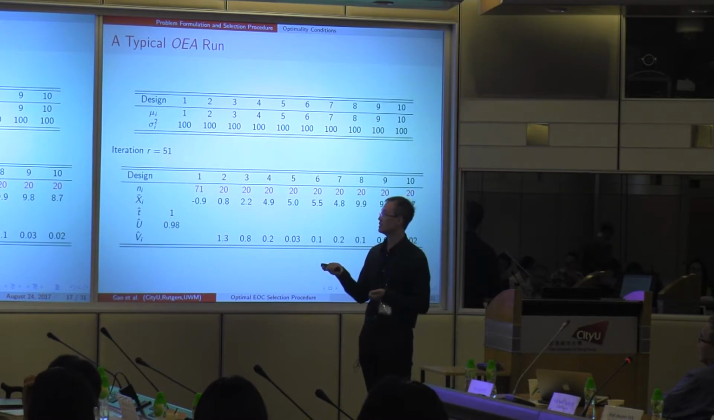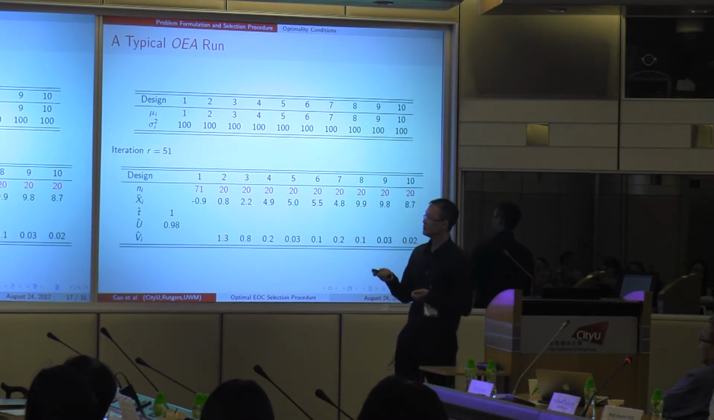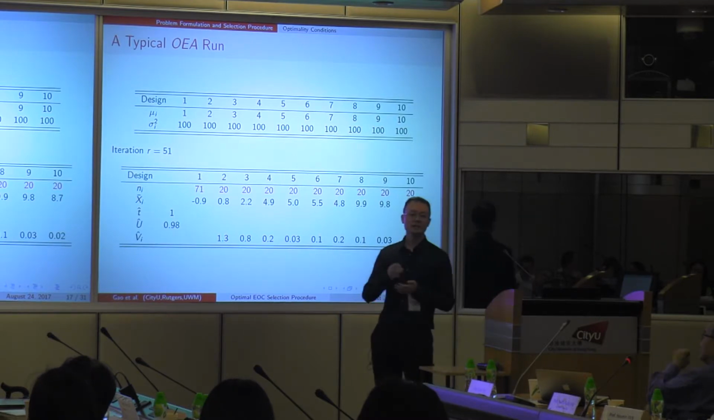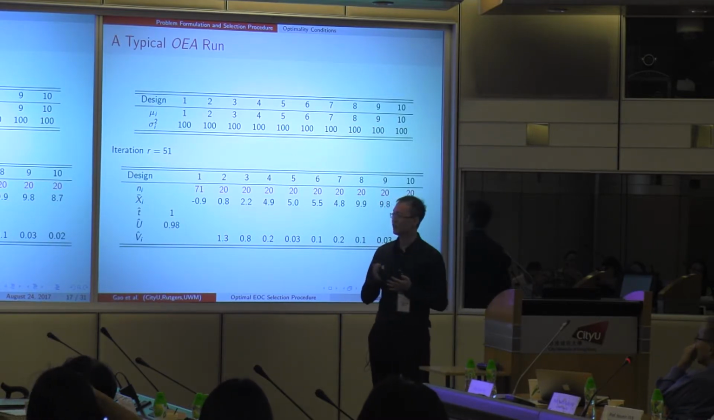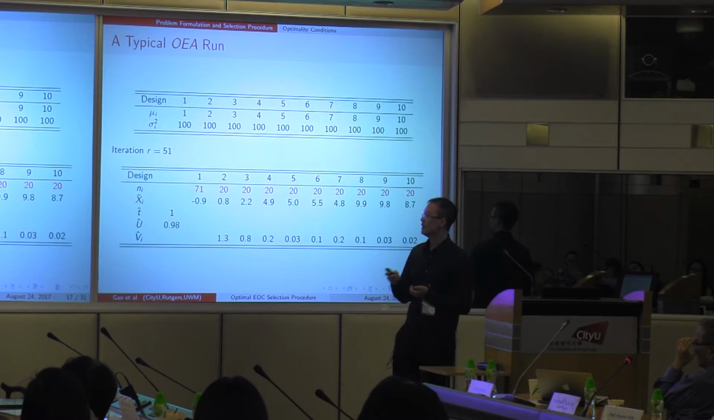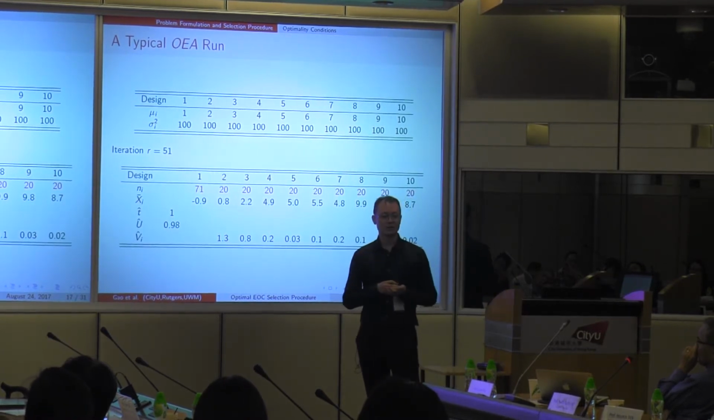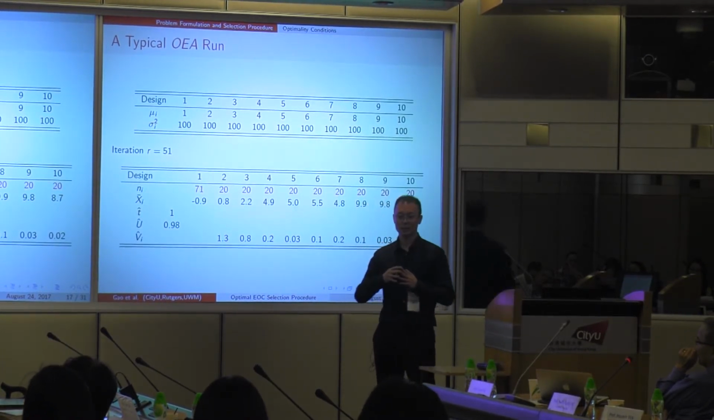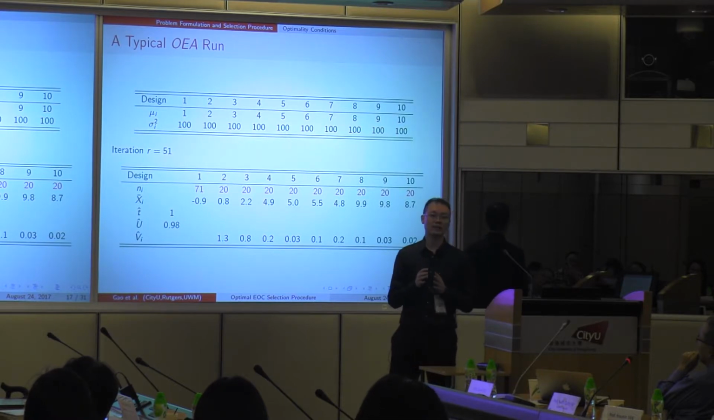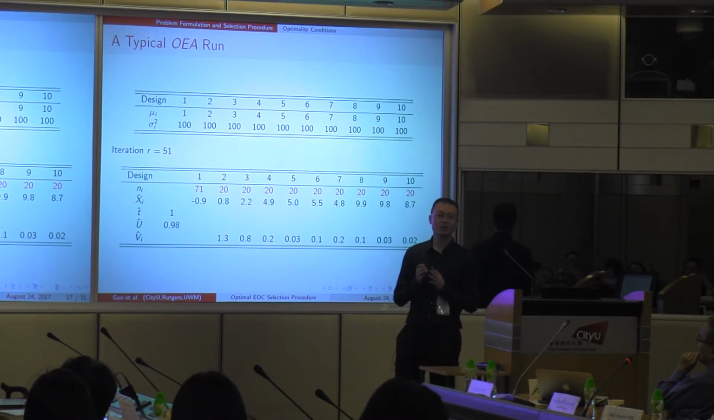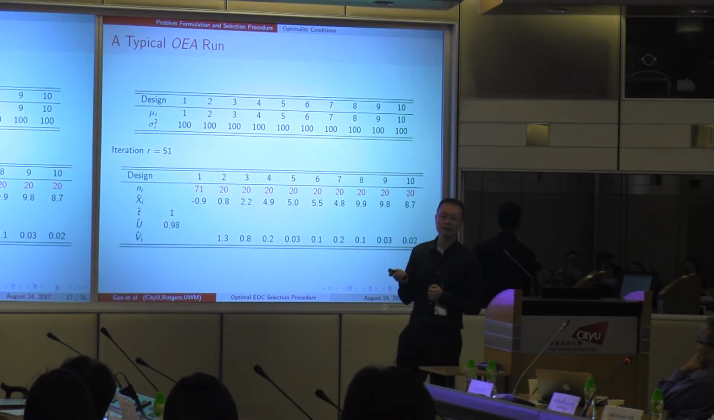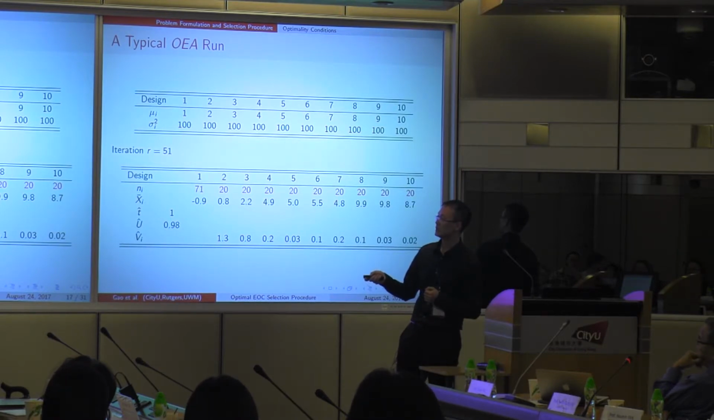And here is the updated sample mean. The estimated best design is still design 1. The estimated U value is 0.98. This is the first time the estimated U value falls below 1. And from our algorithm, in the next iteration, our incremental budget should be allocated to the non-best design with the largest estimated V value, which will be design 2, because this has the largest estimated V value.